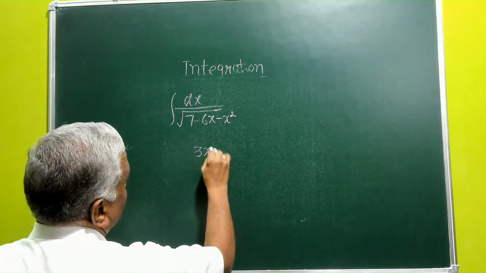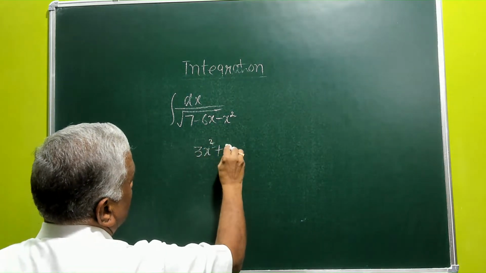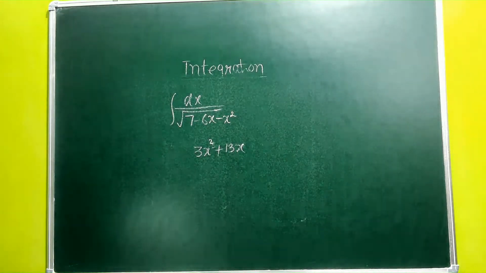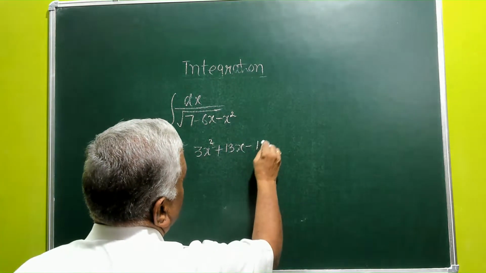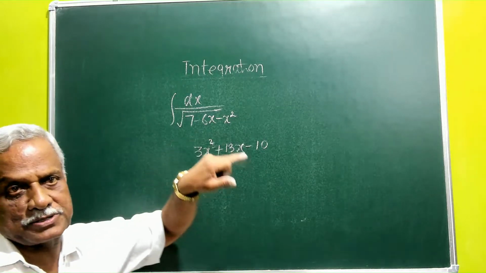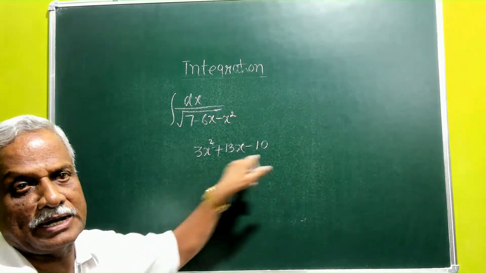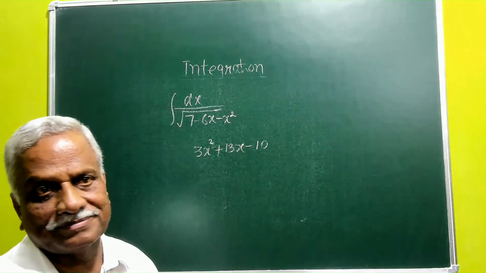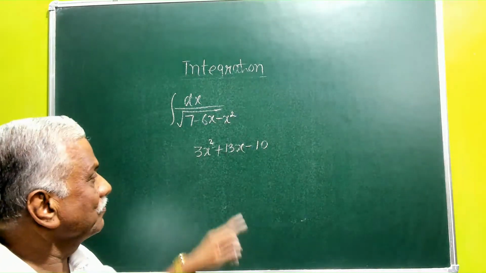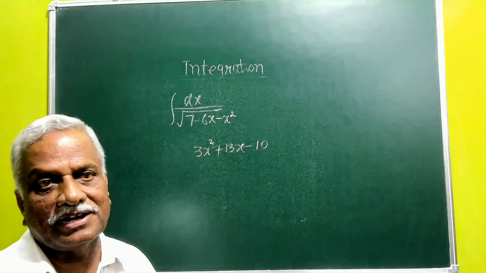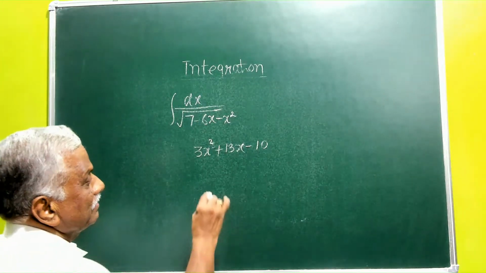3x square plus 13x minus 10. There are two methods for this. The first method: because this is not a perfect square, we want a perfect square, so we multiply by 3 and make it 9x square. Or we can divide by 3. Two possibilities are there. But when you divide by 3, you get the fraction 13 by 3. So let us avoid the fraction and multiply by 3.